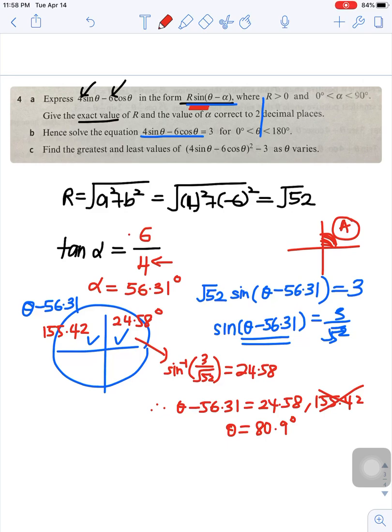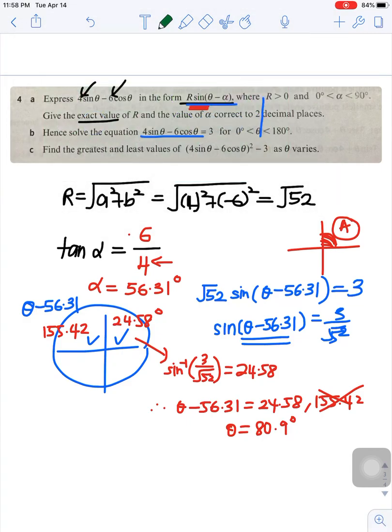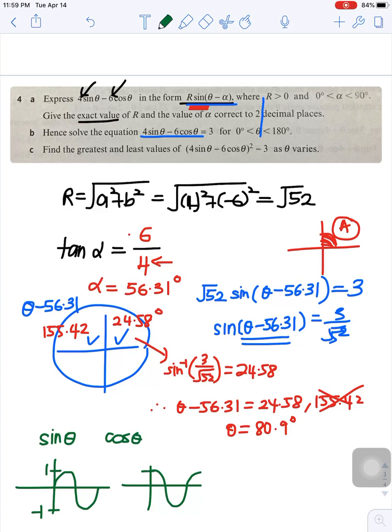Now the third part is a little interesting. For this you have to know a little bit of concept. So let's say you are doing the sine theta graph and the cos theta sketching. Okay, so how does sine x look like? The highest value is 1, lowest value is -1. How does cos x look like? In this manner, highest value 1, lowest value is -1.